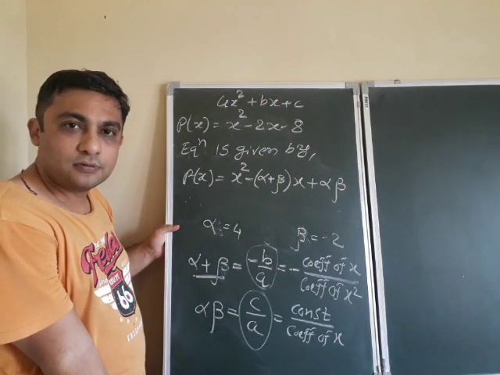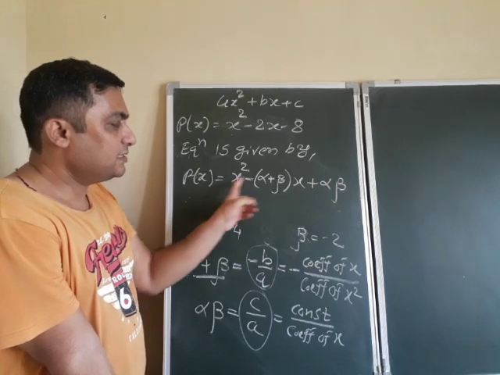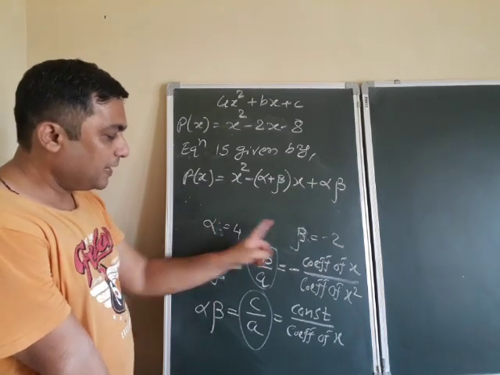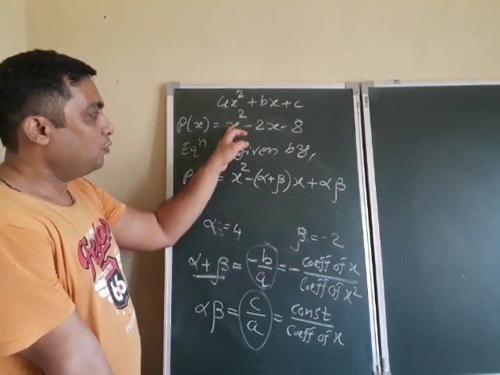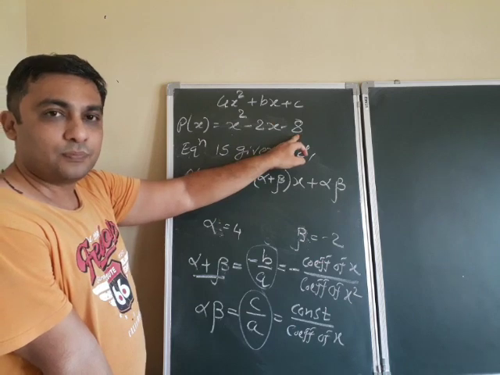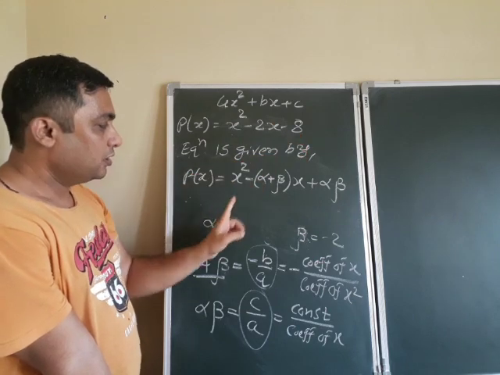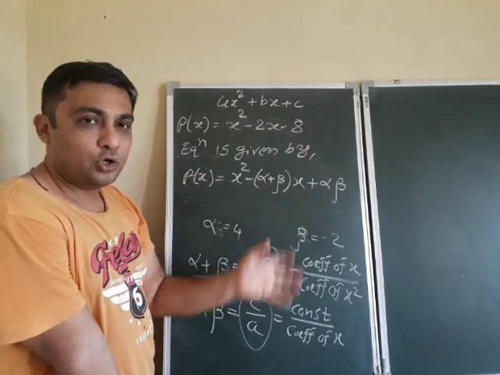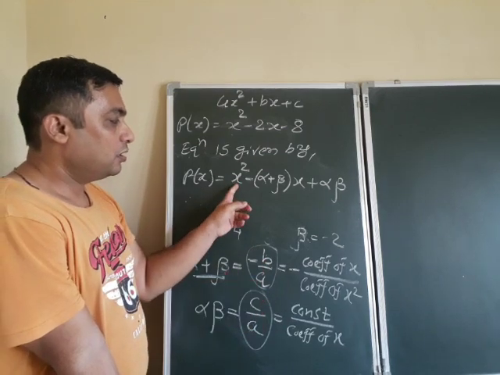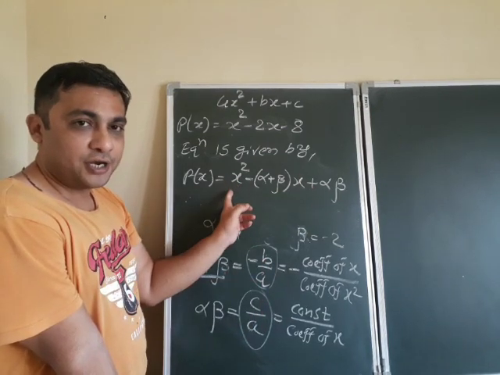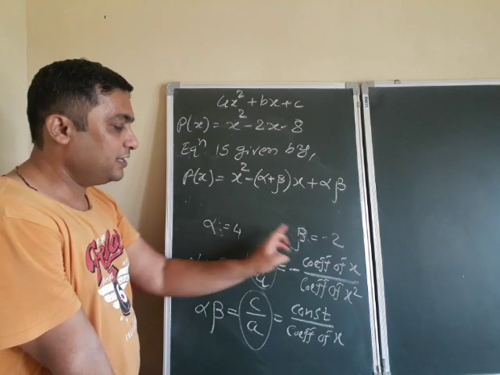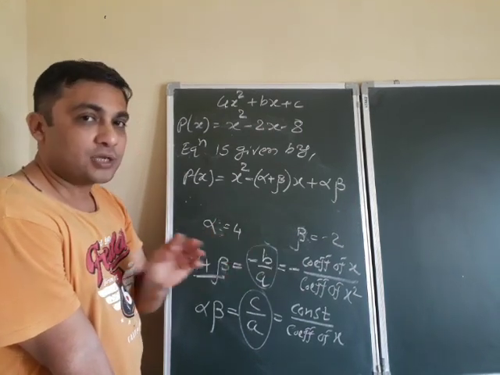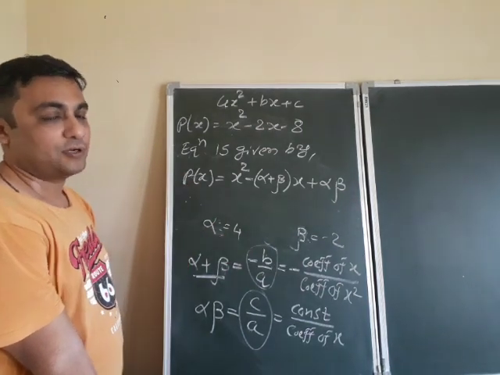Is that followed or not? So this is the way. If alpha and beta are given, and if you need to find this quadratic polynomial, then this is the formula to find a quadratic polynomial if its roots are given. It means alpha given and beta given.